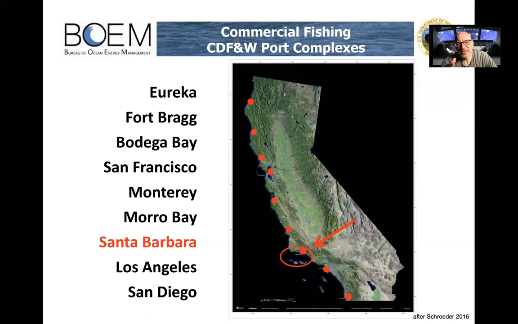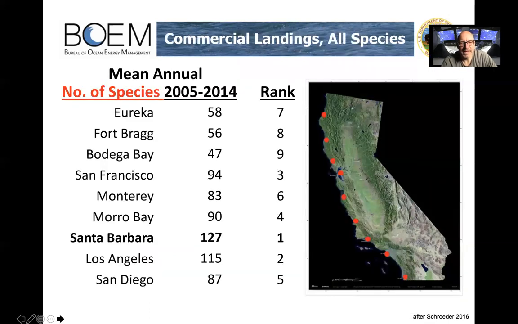So in the case of California, if stuff is caught commercially, it will be reported as one of these landing ports or being brought into the state in one of these ports. And obviously the closest one for us is Santa Barbara. And this is the average number of species reported landing at these different ports for this 9-year period.